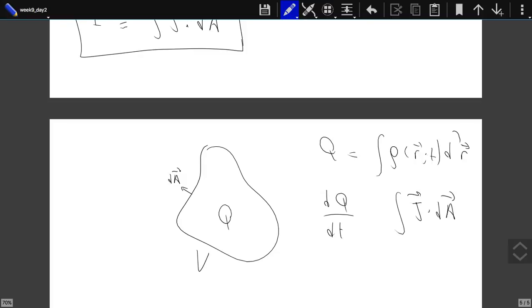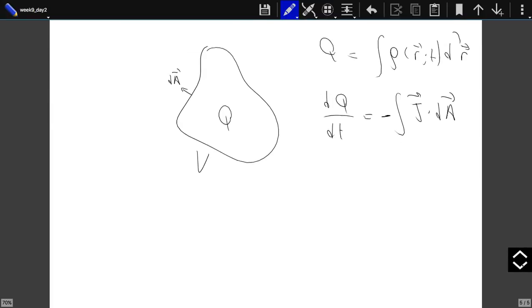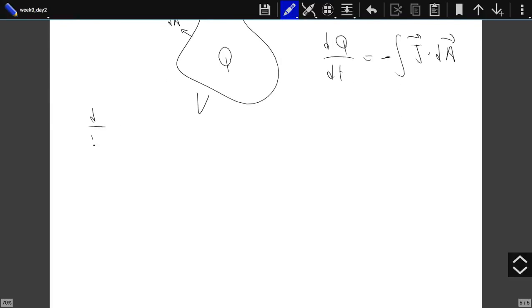So if the total charge inside my volume is decreasing, then the total charge passing through my surface in the direction of the area should be equal to the rate of change of the total charge with a minus sign, because dq by dt is decreasing. Now, I know what q is. It's the integral of rho(r, t) d cubed r.